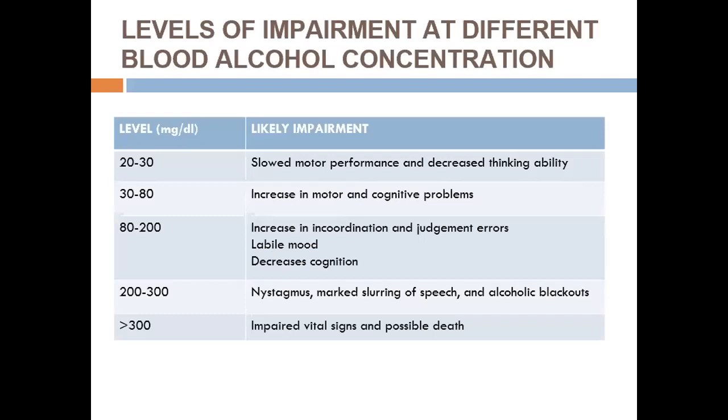Levels of impairment at different blood alcohol concentrations. At 20 to 30 mg per dl, it can cause low motor performance and decreased thinking ability. At 30 to 40 mg per dl, it can increase motor and cognitive problems. At 80 to 200 mg per dl, it can lead to increased incoordination and judgment errors, labile mood, and decreased cognition. At 200 to 300 mg per dl, it can cause nystagmus, marked slurring of speech, and alcoholic blackouts. At more than 300 mg per dl, it can cause impaired vital signs and possible death.